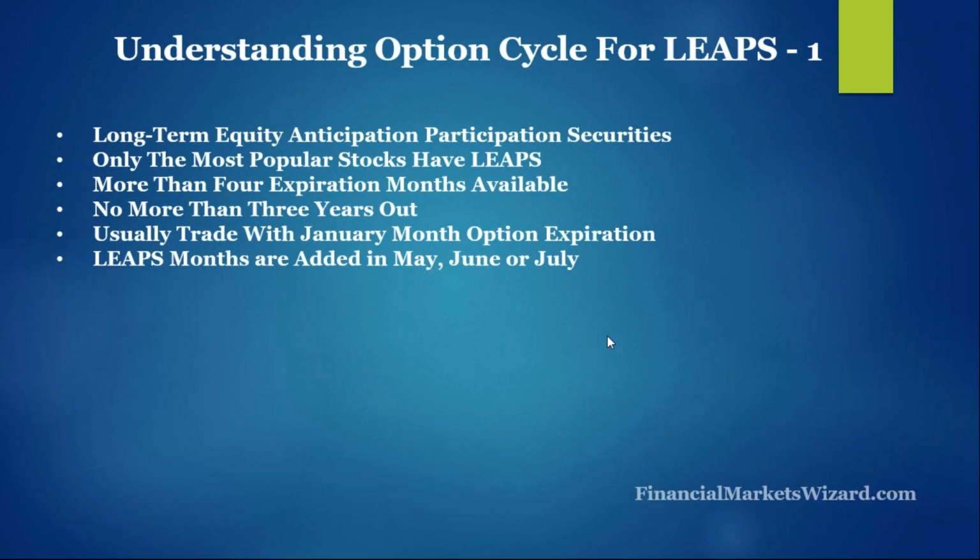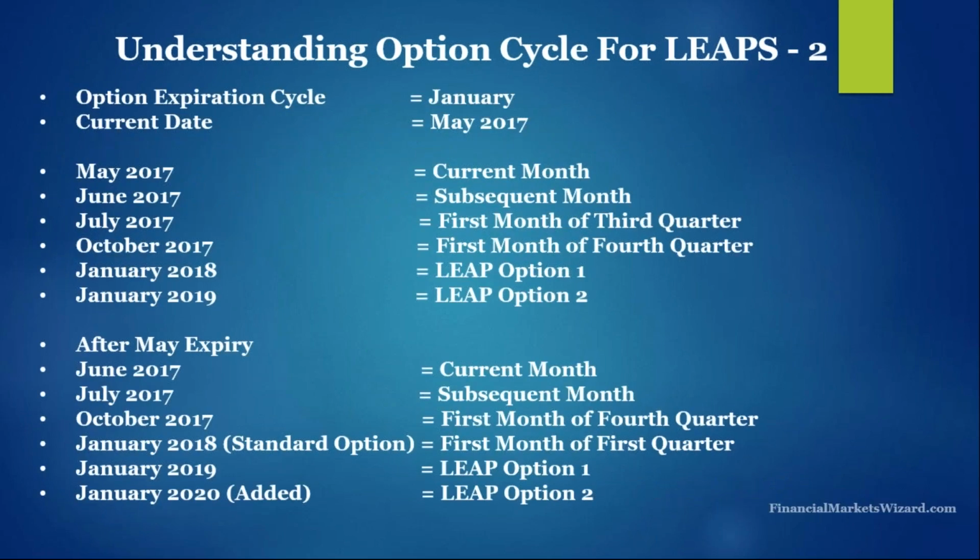Usually they have January month options like January 2019, January 2020. The point is the leap months are added in the month of May, June, or July. I will explain why they are added in the month of May, June, or July. Let me give you the examples, then you will understand. So if you trade leaps, then you know when the leap month will be added. You have to remember the months of May, June, or July. If the date is in these 3 months, then you know that another year will be added.